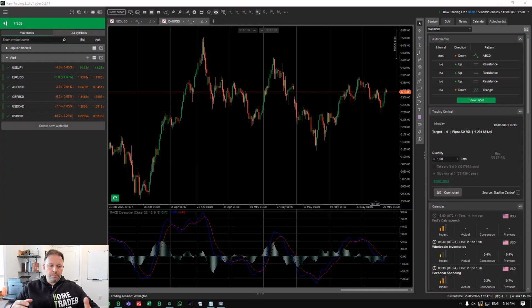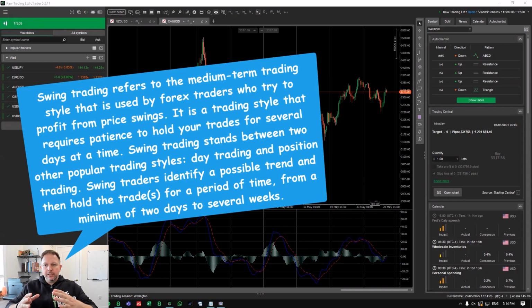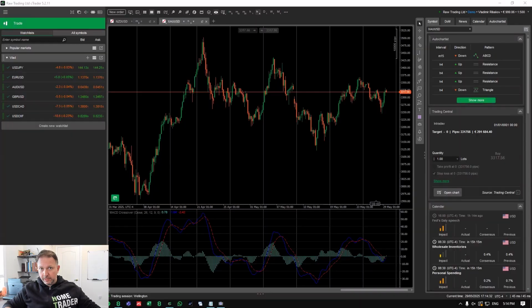So let's go now to the charts and let's talk about the swing trading idea. By definition, the idea behind swing trading is to profit from small to mid price movements, wave movements within bigger trends. You enter a trade and carry it from several days to several weeks. It's all within this category of swing trading.